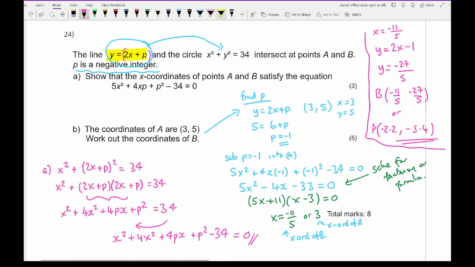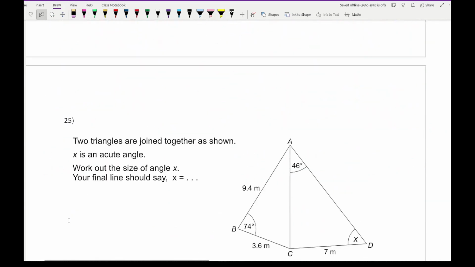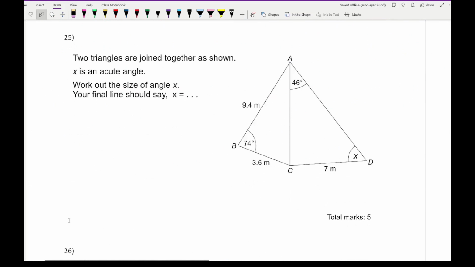Like so. So any of those two answers would be perfect. Moving on to question 25, it says that two triangles are joined together as shown. X is an acute angle. Work out the size of angle X.